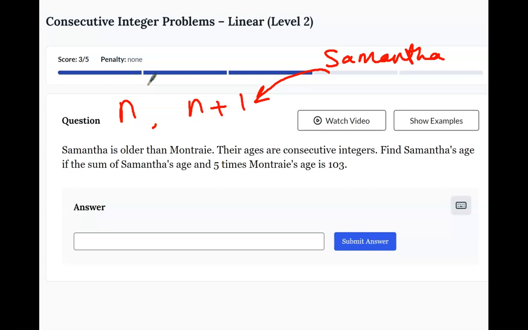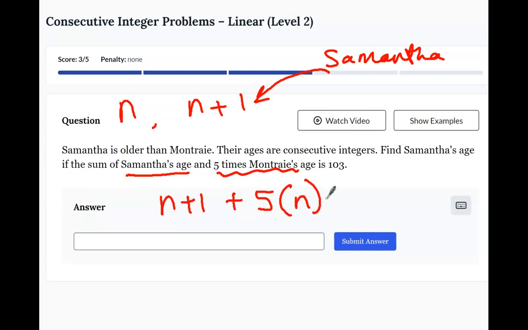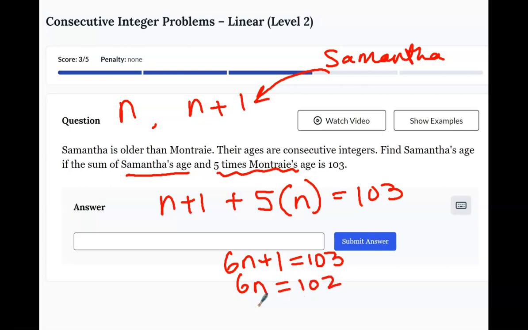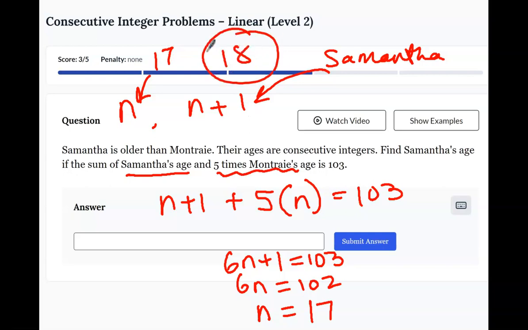Find Samantha's age if the sum of Samantha's age and 5 times Montre's age is 103. Well, that makes their sum n plus 1, Samantha, plus 5 times Montre is 103. So it looks like I'm going to get 6n plus 1 equals 103, or 6n equals 102. And I'm going to divide 102 by 6. And I get 17. So that means that Montre is 17, and that makes Samantha 18.